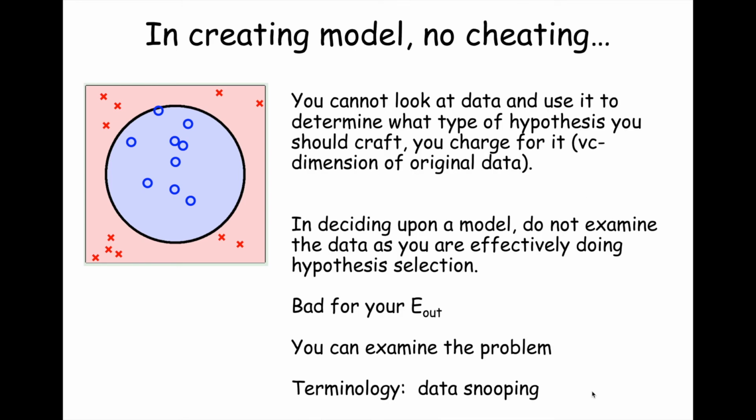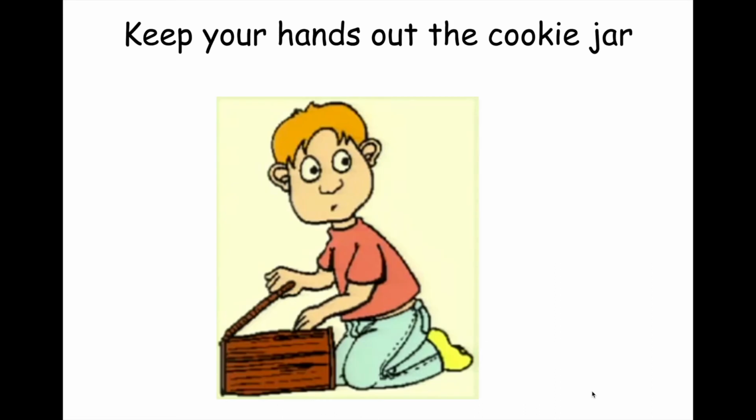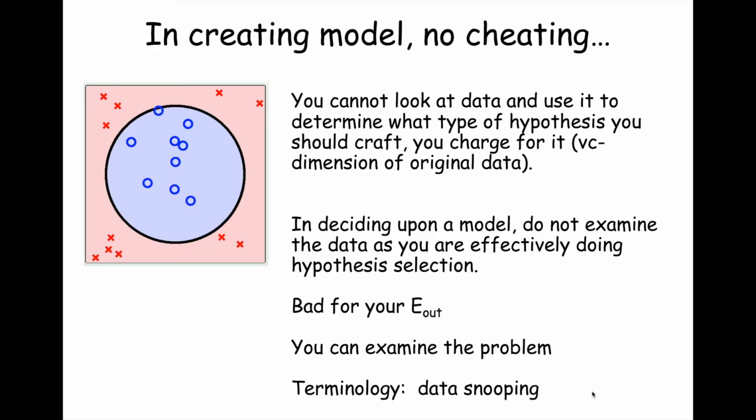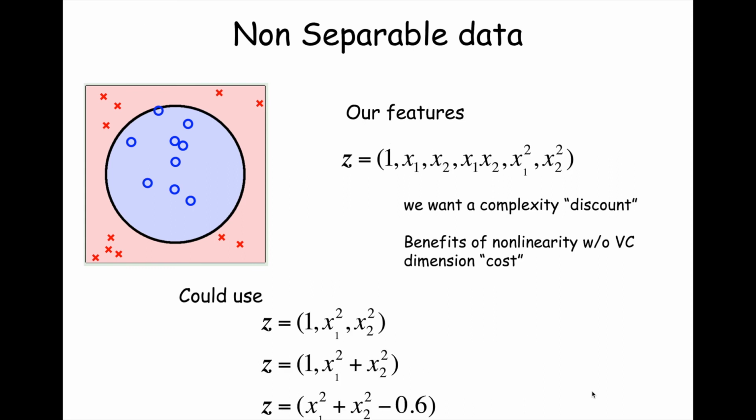You can examine the problem, but you're going to have to charge for that VC dimension as a result of examining that problem. And there's a terminology for this. This is called data snooping. If you data snoop, you're essentially like a young child putting your hands in the cookie jar. You're taking cookies when you were not supposed to, and you have to charge for that if you want to truly represent the complexity of your problem. Because when you get out of sample points, they are relative to the original representation. Just because you're doing this, it doesn't mean that you're going to eliminate the VC dimension associated with the original geometry. Okay? All right.